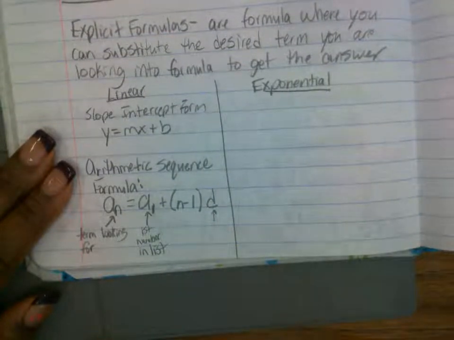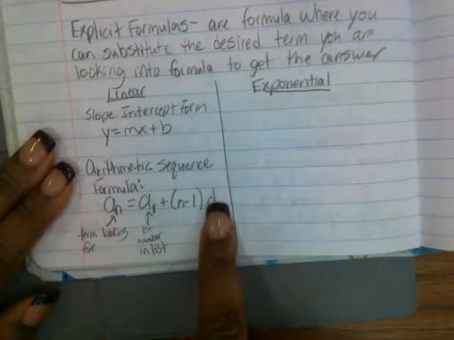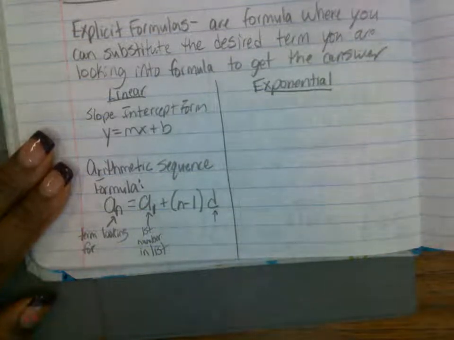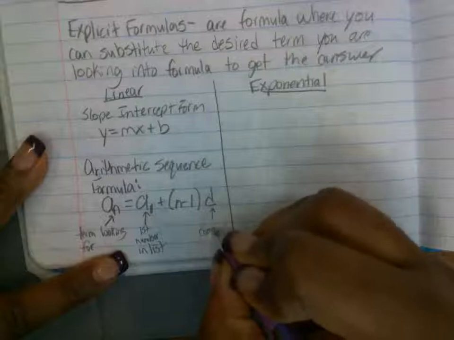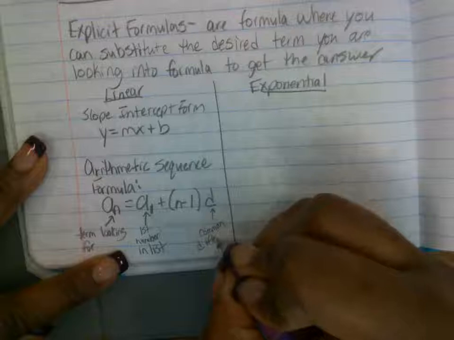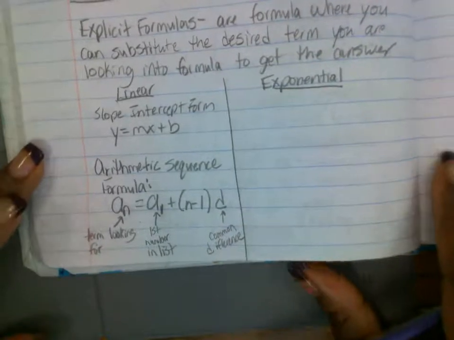If you're going up by positive 2, then d is going to be positive 2. If you're going down by 3, then d is going to be negative 3. So this is your common difference, or your slope. What is it going up or down by?